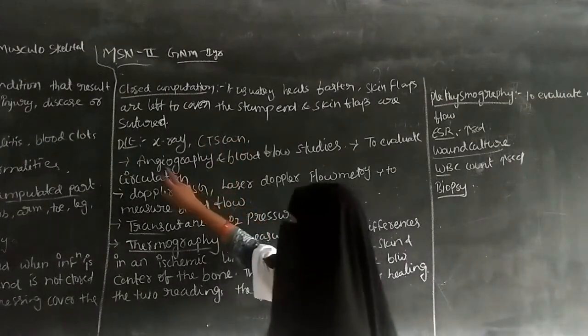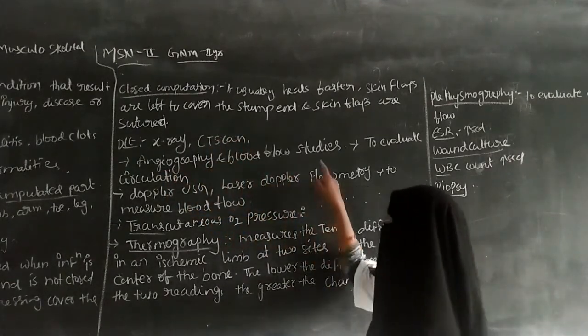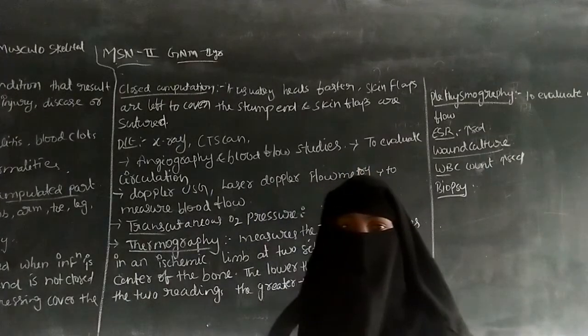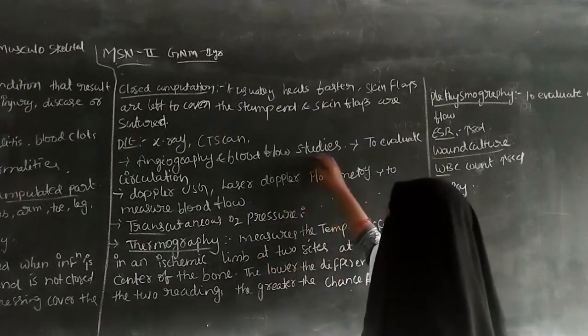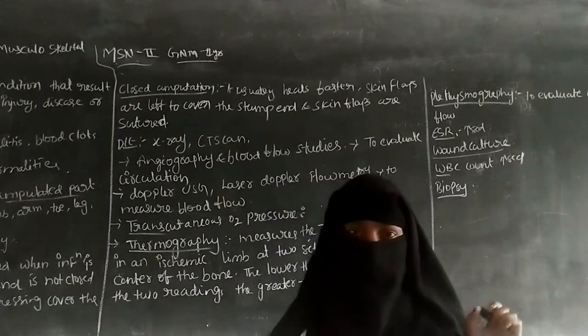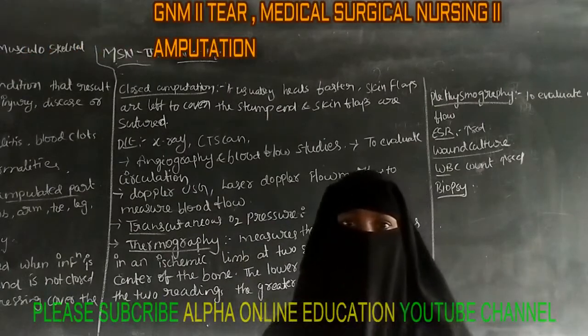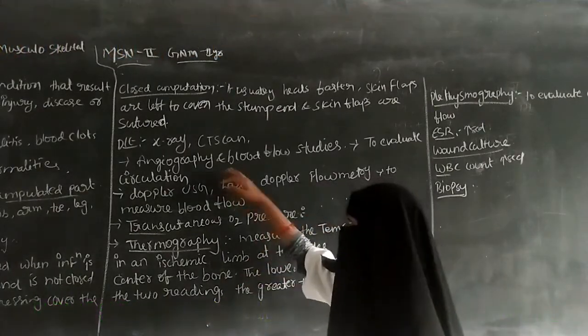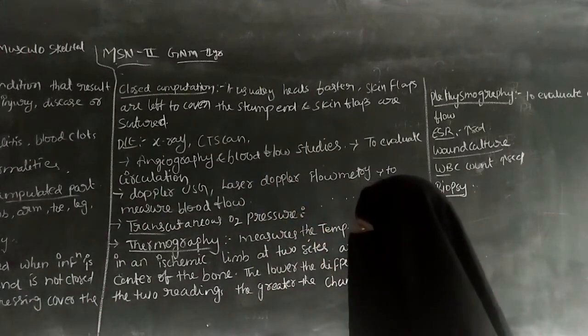So, next one is angiography and blood flow studies. In angiography and blood flow studies, they are performed to assess the circulation. Whether the circulation to the affected part is sufficient or not, we can identify by angiography and blood flow studies.